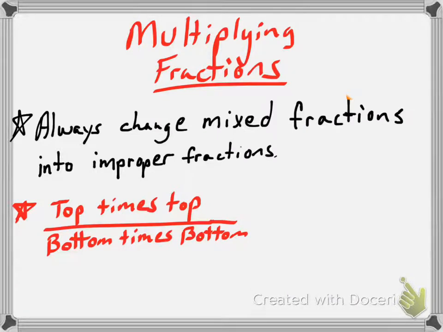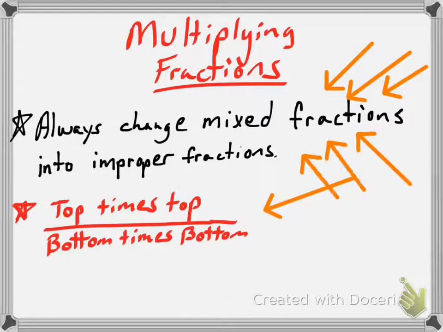Alright, when multiplying fractions, you do top times top, bottom times bottom. The other rule is always change mixed fractions into improper fractions. Before you add, before you subtract, before you multiply, before you divide, you always change a mixed fraction into an improper fraction. Remember that. That's important. In fact, in algebra, we don't use mixed numbers that much. We use improper fractions all the time. So remember this one. It's really important.